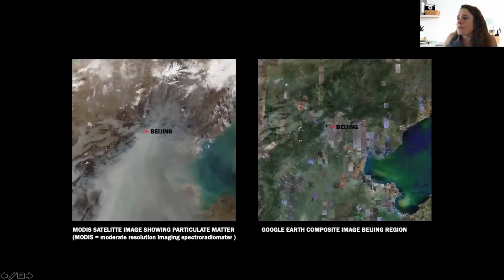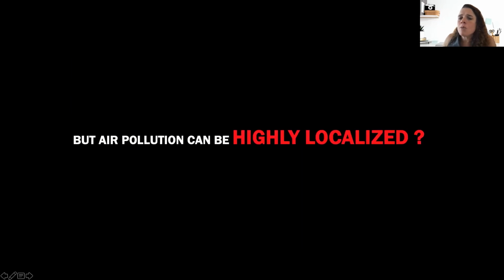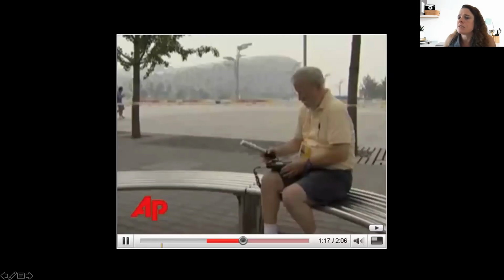At the time, the only information that many journalists had on particulate matter was coming from MODIS satellite data. And while it's helpful, it didn't give a really on-the-ground feeling. And we did see the Wall Street Journal create a data visualization looking at that air quality, but we really wanted to know what was happening on the ground because air pollution is so highly localized. So we worked with the Associated Press to develop these air quality sensors. And here you can see one of the AP reporters at the Beijing Olympic site. And they set off to measure the air quality.